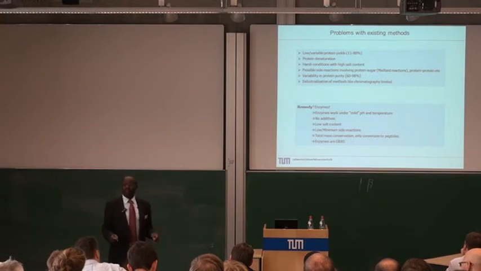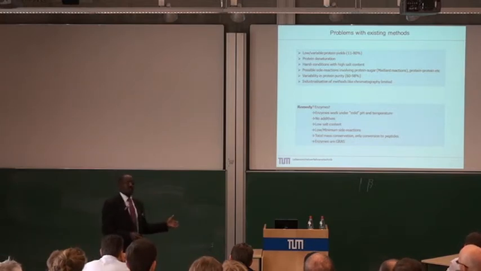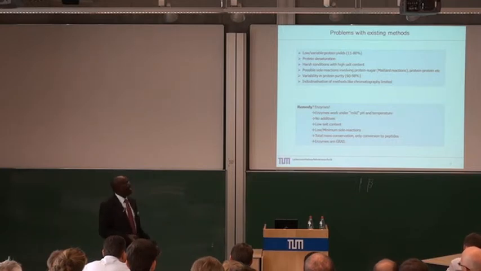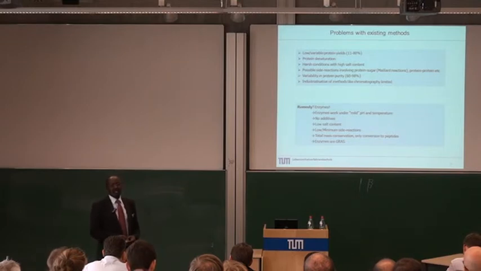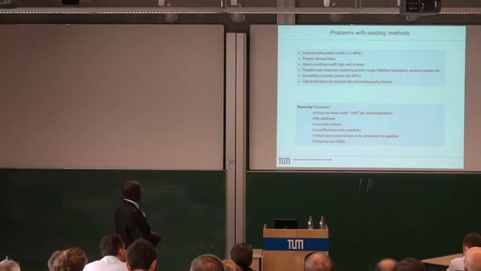The protein yields are variable. We could see from literature, for example, that the yields ranged from 11 to 80%. We could see from the literature that there was protein denaturation, with different degrees of denaturation reported. The conditions are very harsh.